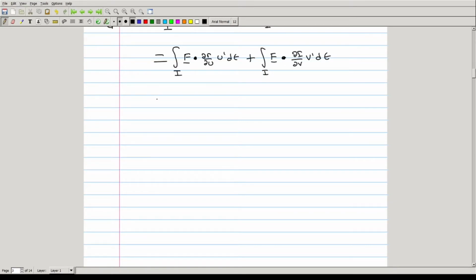This u prime dt is the same thing as du. You can think of it as if we do a coordinate transformation. And the same thing right here, v prime dt, we can think of it as just dv. So this expression is nothing more than f dot product dr du plus f dot product with dr dv.